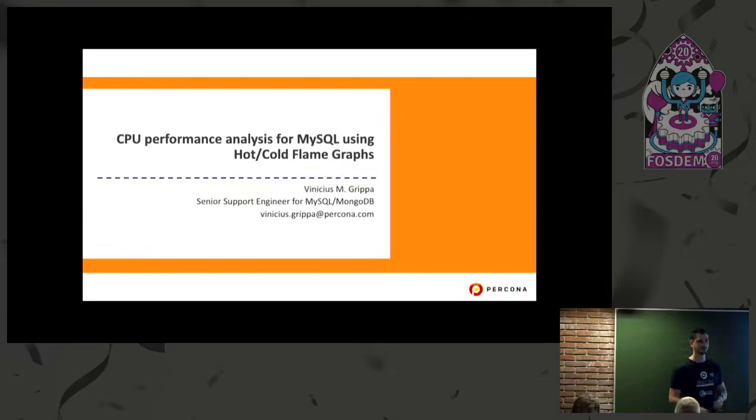I just want to present you the idea of analyzing CPUs.